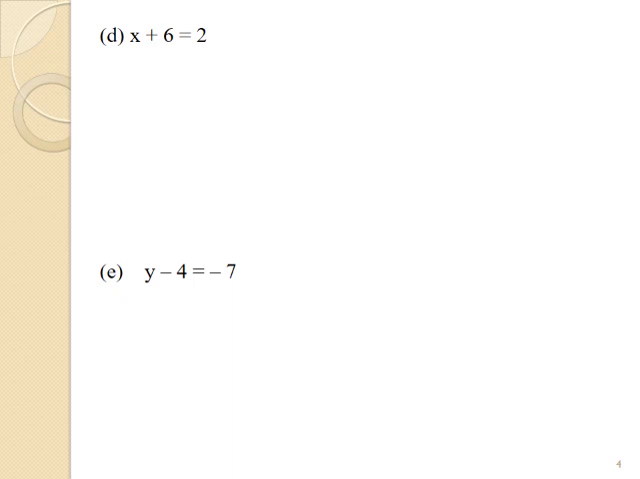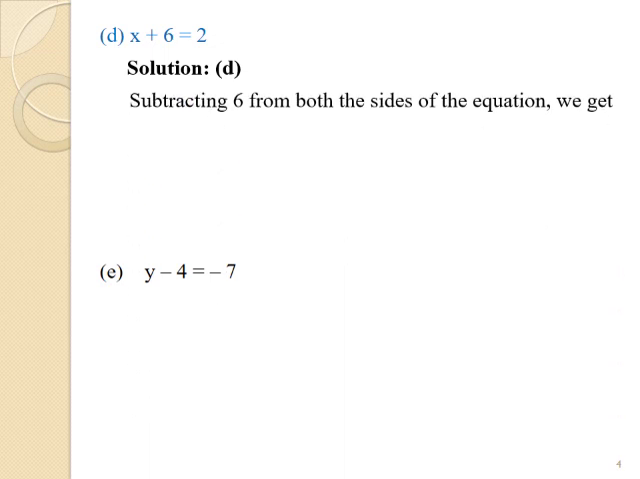Now, sum D, x plus 6 equals to 2. Students, in this equation, we have to use subtraction law. Subtracting 6 from both sides of the equation, we get x plus 6 minus 6 equals to 2 minus 6. Therefore, x equals to minus 4. So, we can say that x equals to minus 4 is the solution of x plus 6 equals to 2.